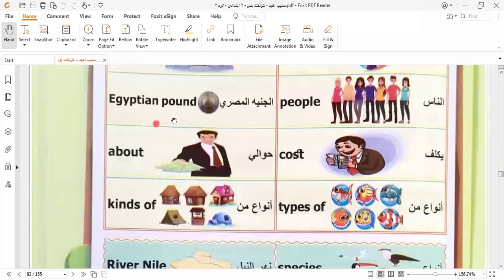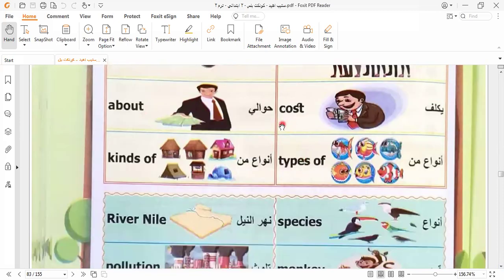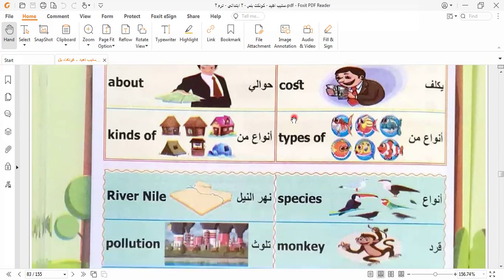Egyptian pound, people, about, cost. We use cost when we say what this thing costs. Cost means I ask about the price. Cost is related with money. Okay, when you ask about price.